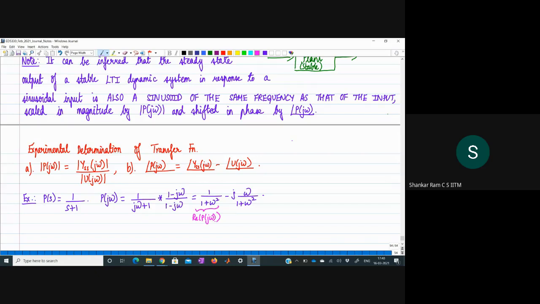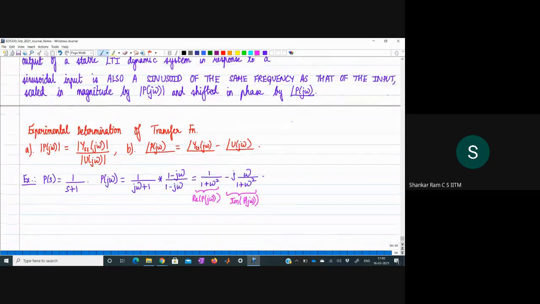And we have the imaginary part of the function P of j omega. Of course, one way to get the magnitude and phase is to square the real part, square the imaginary part, add the sum, and then take the square root. As we just discussed, we can also get the magnitude of this particular term, right?